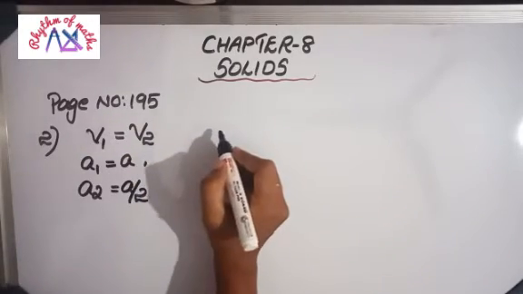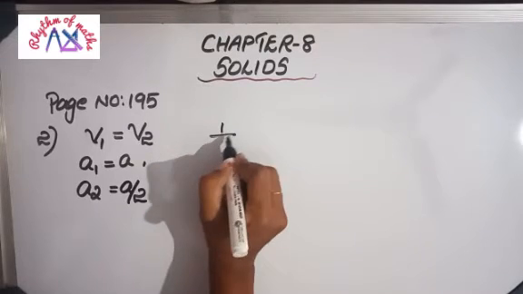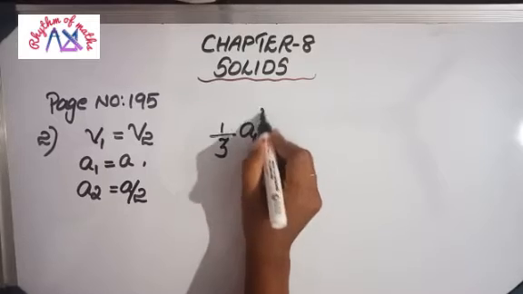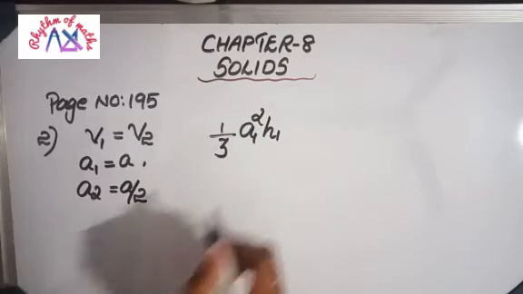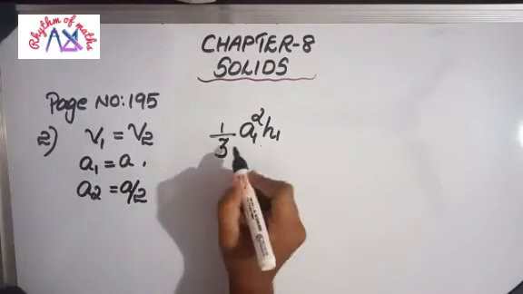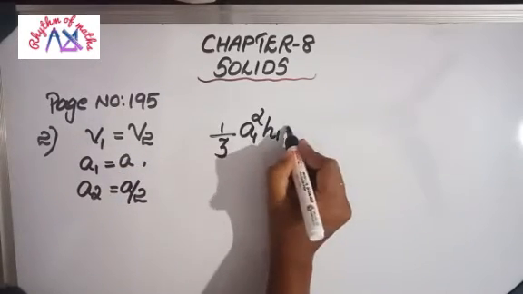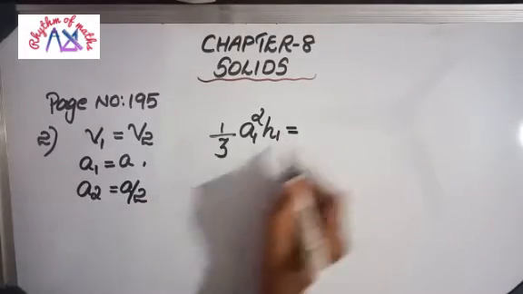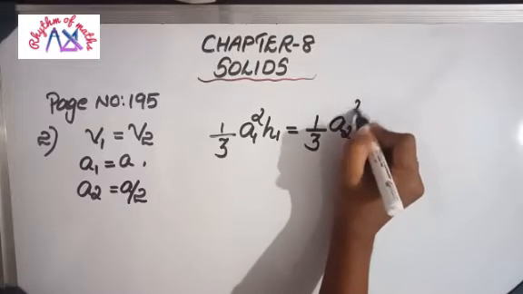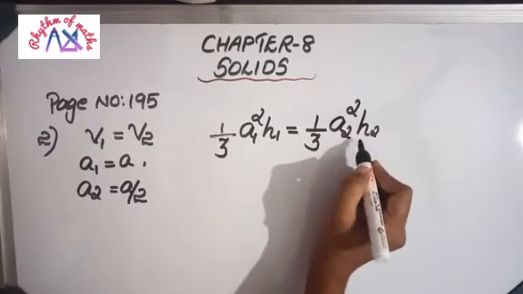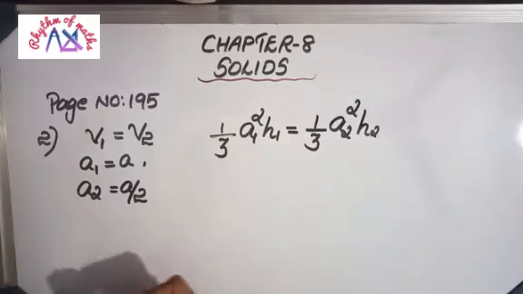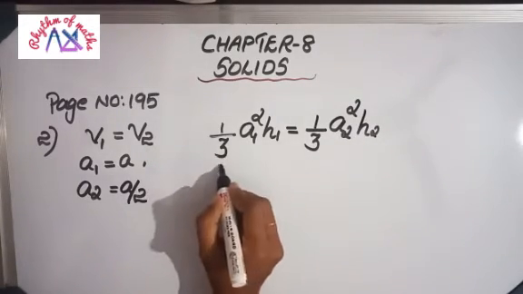The volume equation is 1 by 3 A square H. For the first square pyramid, that is 1 by 3 A1 square H1. This is the same as the second one, 1 by 3 A2 square H2, because for the second square pyramid, the base edge and height both belong to the second pyramid. Now let's apply the values.